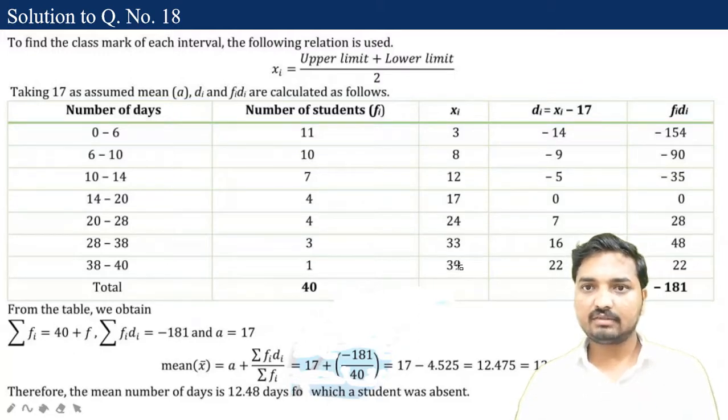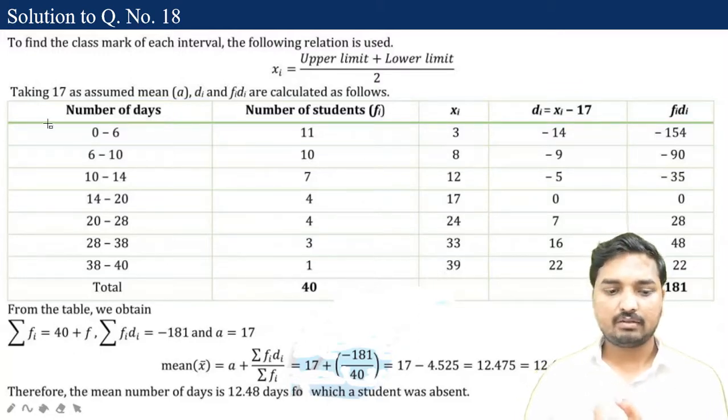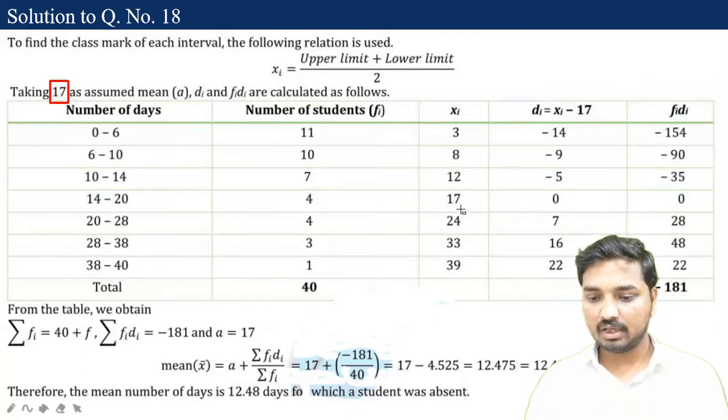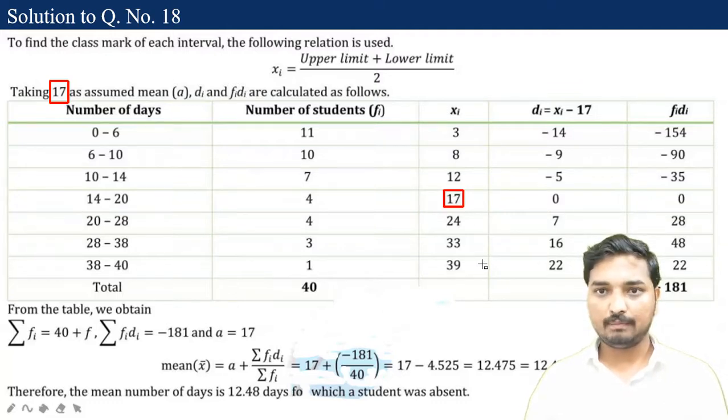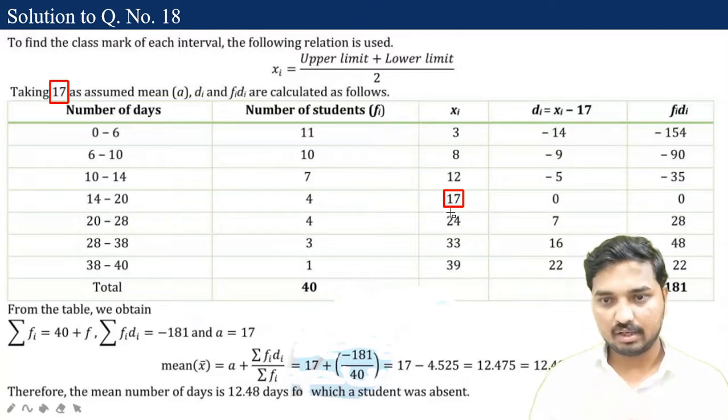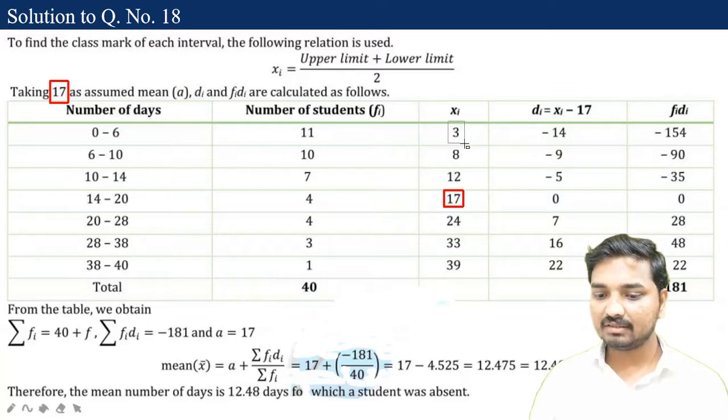The next step is very important here. In this solution he chooses 12 as the assumed mean, which is a mid value in the xi column. Now look: 17 is actually the middlemost value of the xi column, so he chooses the assumed mean A as 17. Then look at how to calculate here: 3 minus 17.